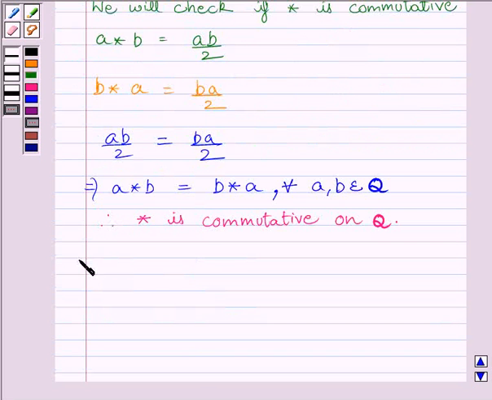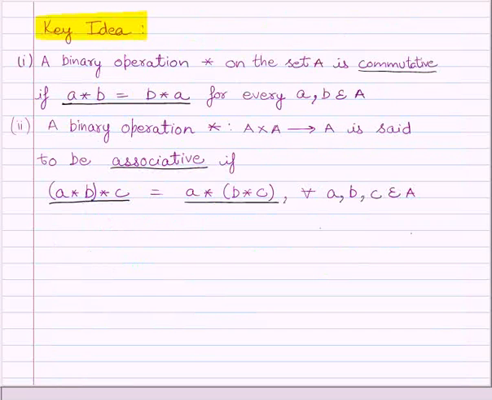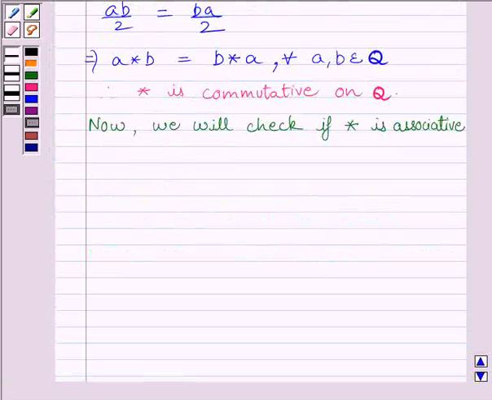Now we will check if star is associative. From key idea, we know star is associative if A star B star C is equal to A star bracket B star C. First of all, we will find A star B star C, which is equal to AB upon 2 star C. We know A star B is equal to AB upon 2. So, we will substitute AB upon 2 in place of A star B and get AB upon 2 star C.